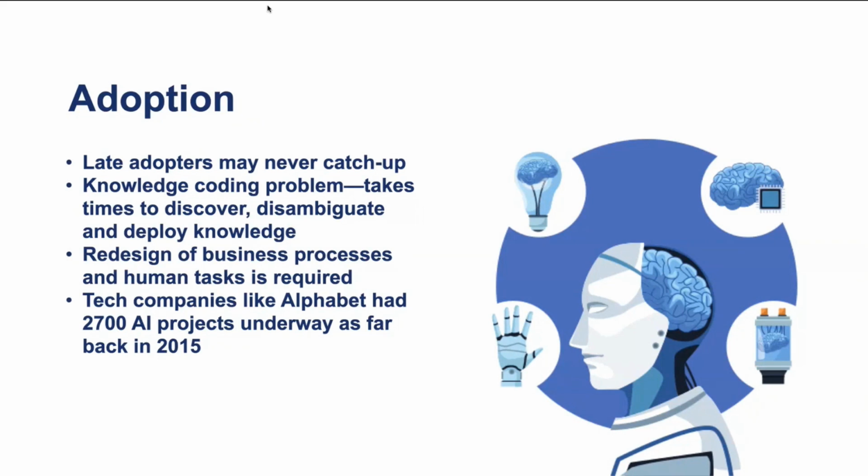So there is a fact given here. We can see tech companies like Alphabet have 2,700 AI projects underway in 2015, and this is just an old data. अभी 22 चल रहा है. ये 7 साल पहले की न्यूज है, 7 साल पहले का अपडेट है. Alphabet was already working on 2,700 AI projects at that time in 2015. It's 2022. You can imagine they may be working on millions of projects now, I think.